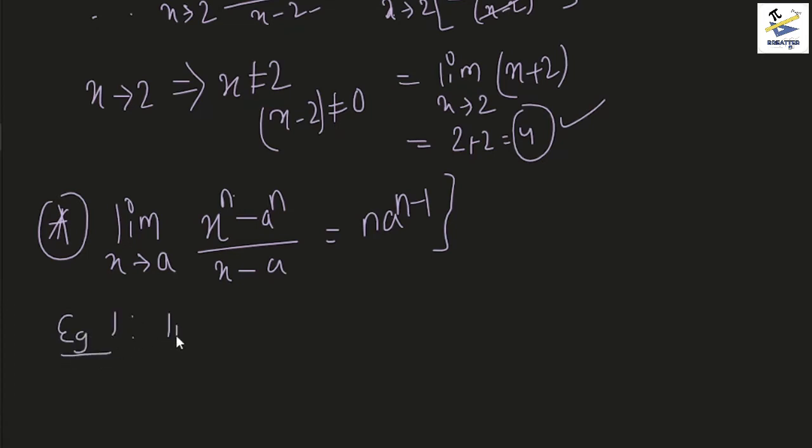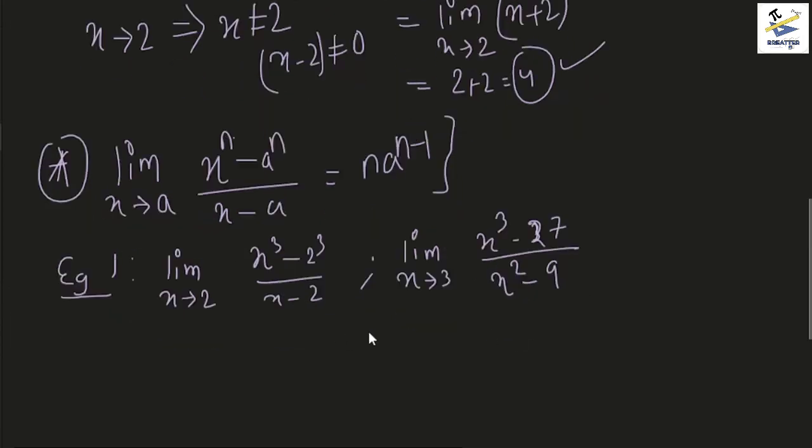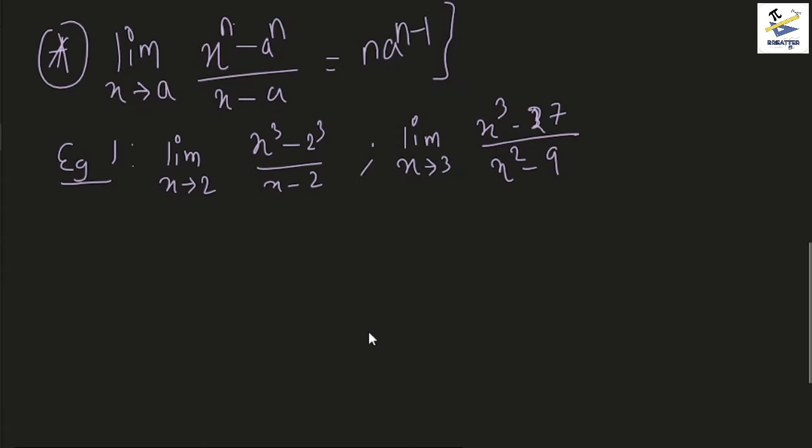So example 1 would be limit x tends to 2, x cube minus 2 cube, obviously, by x minus 2. This is a direct application. And example 2 would be something like this: limit x tends to 3, x cube minus 27 divided by x square minus 9. Now let us do the problems one by one.